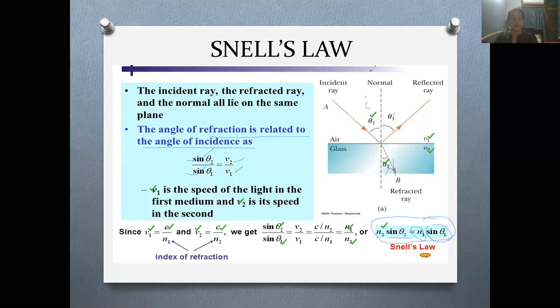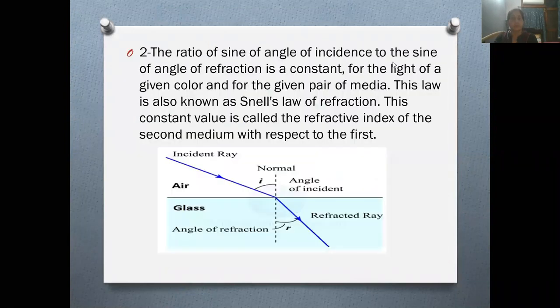Snell's law states that the sine of incidence upon the sine of refraction is equal to a constant. And what is that constant? That constant is the ratio of the refractive indices of the two media. So this is Snell's law. Now move to the second part.